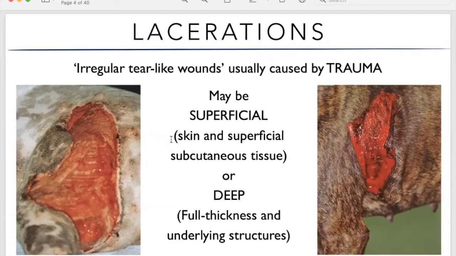And lacerations can be superficial, which will only include the skin and the superficial subcutaneous tissue, or deep. Deep lacerations will be full thickness, meaning the entire skin has been severed or broken, and the underlying structures. Ano ba yung underlying structures under the skin? Right? You have the muscles, correct? What else?